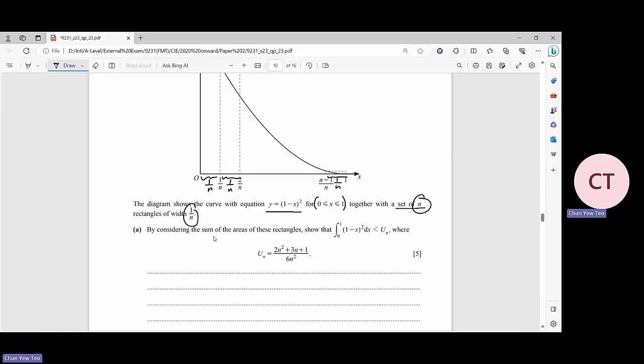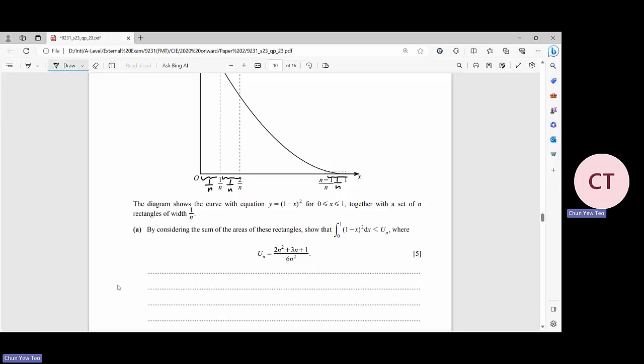By considering the sum of the areas of these rectangles, show that the integration here is less than U_n, where the U_n looks like this. Okay, the integration of the function is actually the area under the graph. And we want to show that this area under the graph is less than the area under the rectangles.